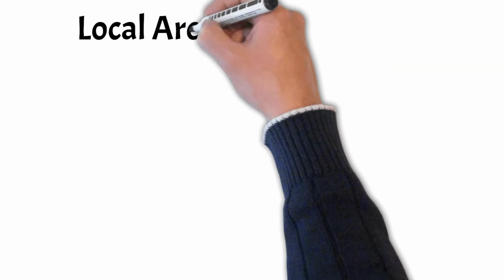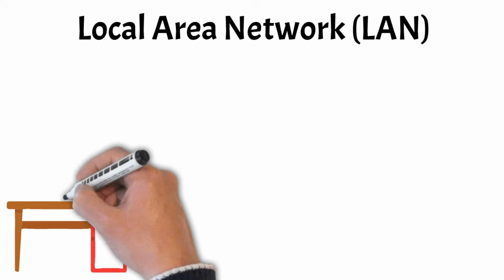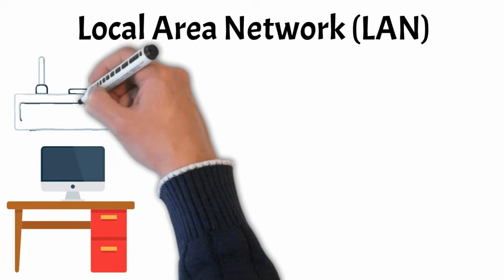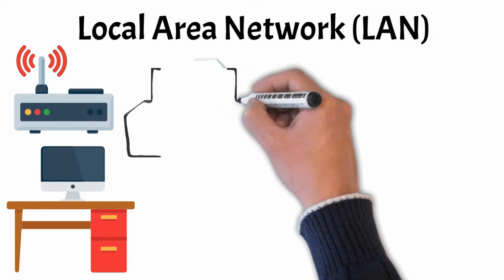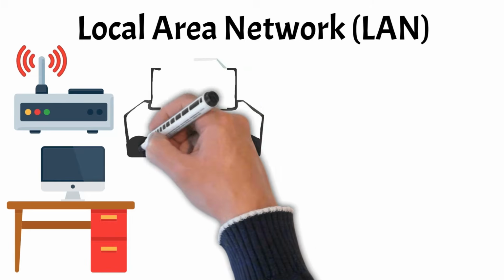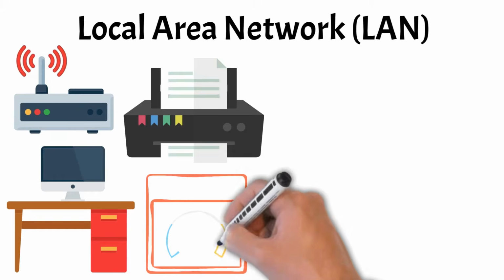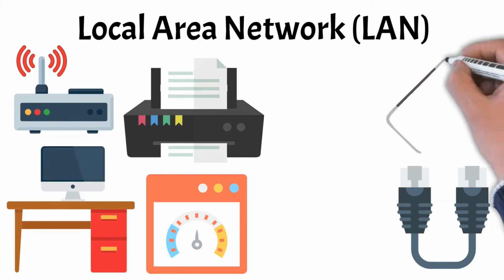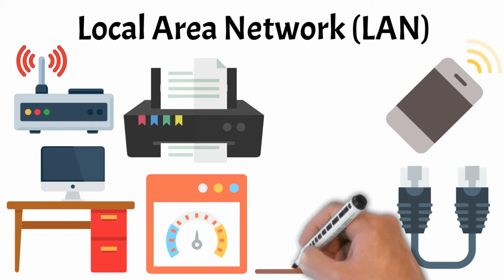Moving up from personal networks, we have local area networks, LANs. A LAN is a network that connects devices within a limited area, such as a home, office, or school. It is typically used to share resources like files, printers, or an internet connection among multiple devices. LANs are faster, more reliable, and easier to manage compared to larger networks, making them ideal for small-scale environments. These networks can be wired, using Ethernet cables, or wireless, relying on technologies like Wi-Fi.